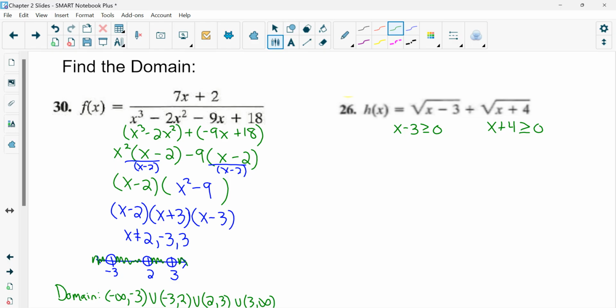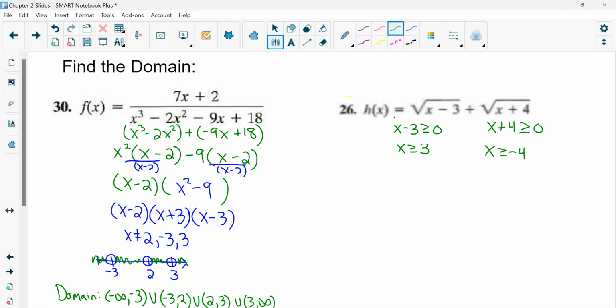So when I go and solve this, I will get x is greater than or equal to 3. X is greater than or equal to negative 4. So only one of these inequalities will satisfy both of them. So for it to satisfy this function, it has to satisfy both of them. So let's just think here. Since it can equal 3, I'm going to plug 3 into both equations, see if it works. 3 minus 3 is 0.